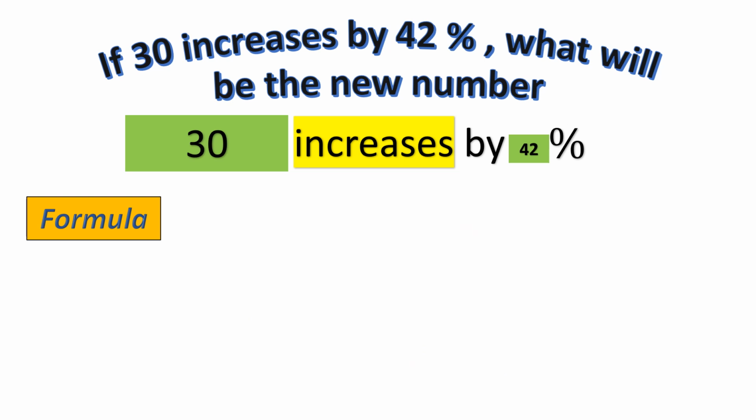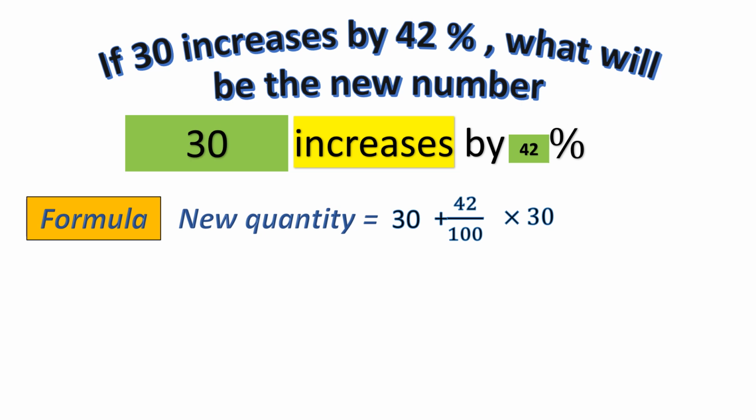Actually, we can also do it in a different way. Our new quantity can be obtained by first taking the original quantity, that was 30. Now here it is said increases, so we'll give a plus. The original quantity is increased by what? 42. So let's write 42 by, why by? Because there's a percentage sign. Percent means by 100. So 42 by 100. But 42% of what? 30. The number is increased by 42% of the original quantity. So again we have to multiply by 30.